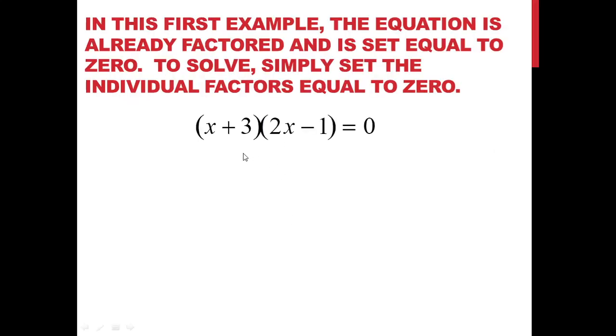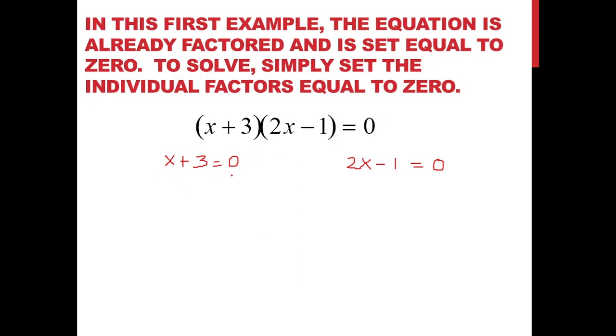In my first example, the quadratic equation has already been factored and equated to 0. How does the zero product property work here? Applying it is simply equating each factor to 0. So you have the factors x plus 3 and 2x minus 1. You have x plus 3 equals 0, and the second factor 2x minus 1 equals 0. From here, we can solve for the values of x.